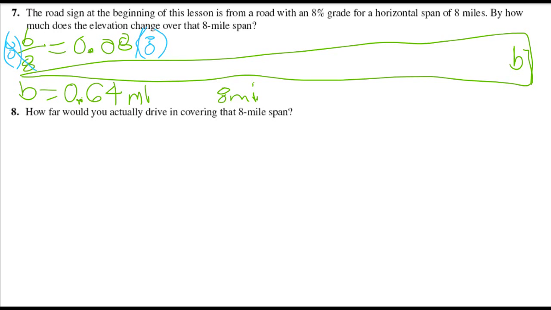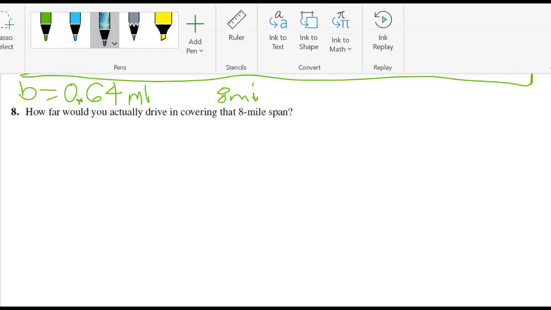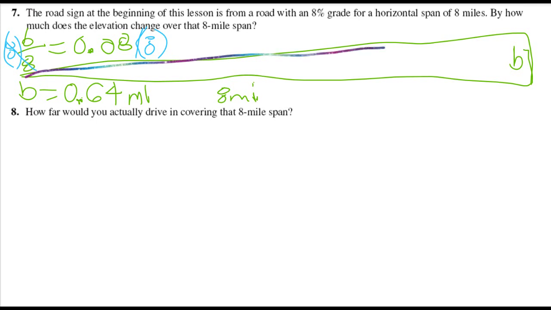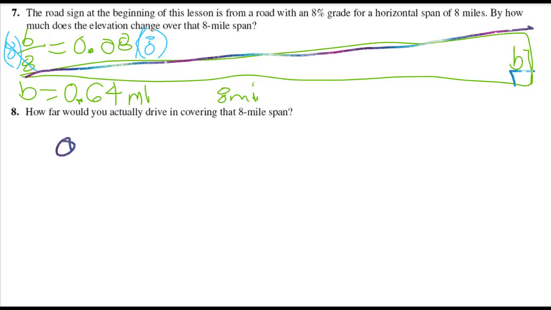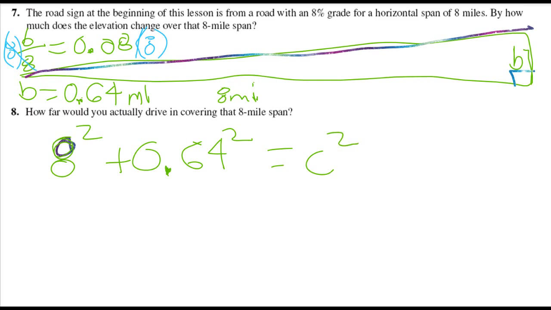Okay, how far would you actually drive? They're asking now for this distance. Remember, we have a right angle here. So we know that we can take 8 squared plus 0.64 squared, and that will give us c squared.